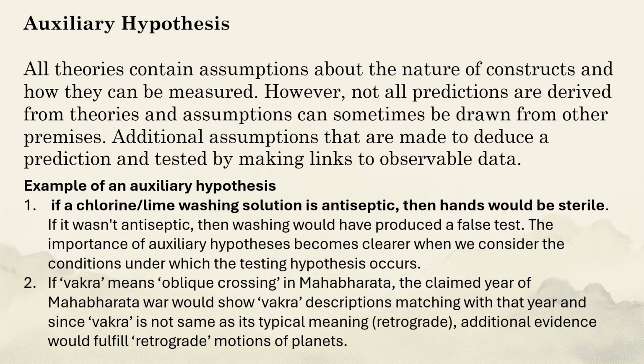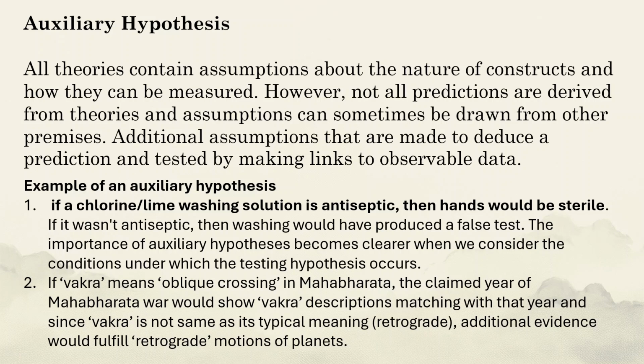But are we done? We are not done, because that actually did create another problem. Since retrograde is one of the most magnificent observable visual phenomena in the sky, and by making this auxiliary hypothesis of Vakra being equal not to retrograde but rather to oblique crossing of a planet across the ecliptic, now the question arises: so wait, what happened to retrograde motions?